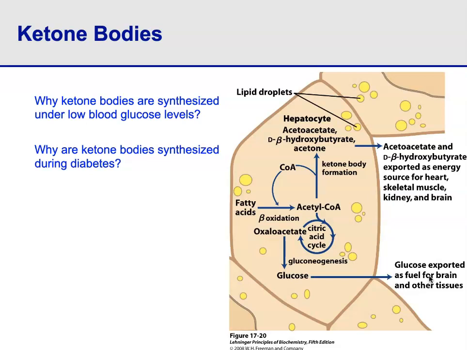Well, there is a precursor that can actually circumvent pyruvate, and that's oxaloacetate. If you remember, if you look at the gluconeogenesis pathway, oxaloacetate is part of the gluconeogenesis pathway. Oxaloacetate is now used by the liver to generate glucose and exported out for the brain. But oxaloacetate is also used in the citric acid cycle.